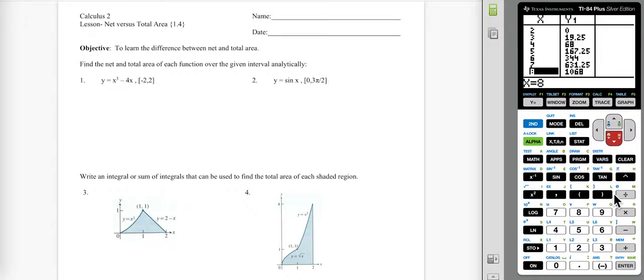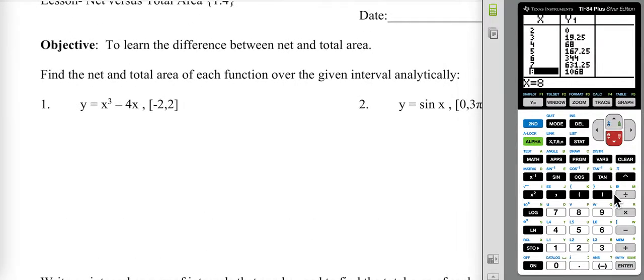But when you're looking for, in the case of number one, for example, the net area, it's really as simple as saying the integral over the interval of negative 2 to 2, that's our a and b value, of y, which is x cubed minus 4x dx. Right? So for that, you can put it in your calculator. You can evaluate it by hand if you like. It's really up to you.